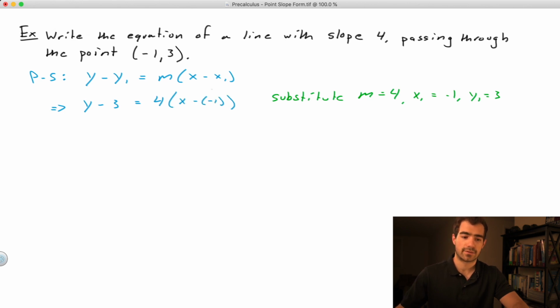And now we can simplify this expression a little bit. Right? We've got this minus -1 here, and so we can clean that up by saying y minus 3 equal to 4 times (x plus 1). But then we'll even want to take it a step further than this.